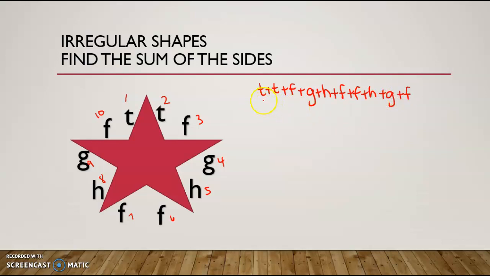And then I'm going to combine all my like terms. So I have 1t, 2t, 1f, 2f's, 3f's, 4f's, plus 1g, 2g's, and 1h, 2h. So this is the expression that would represent my perimeter. Still doing the same thing. I'm still finding the sum, meaning I'm adding all of the sides together.